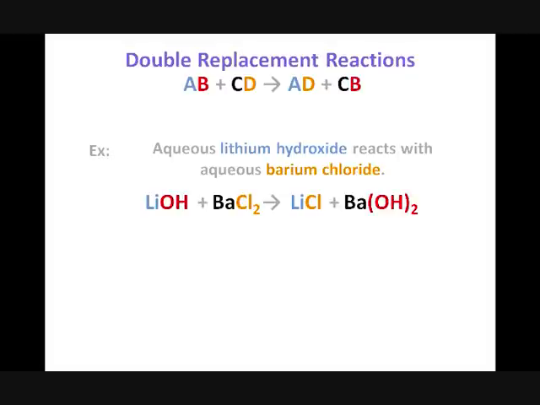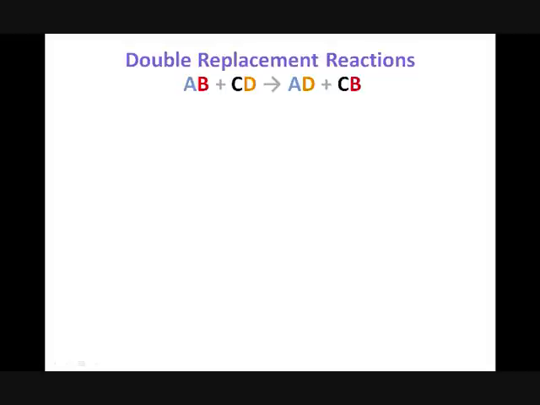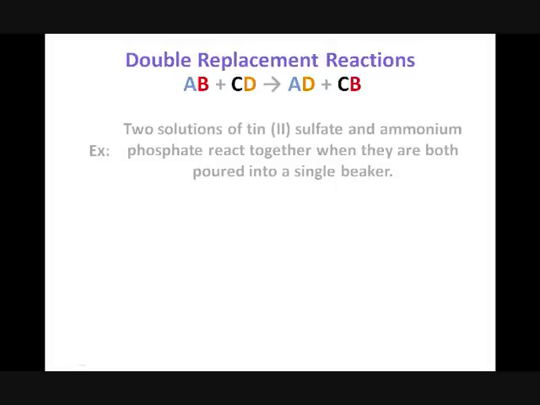This process is pretty simple, but make sure you're paying close attention to those formulas. Every time you write a new formula, you need to recheck your charges and make sure your work is correct. Try this next one on your own, and yes, the formulas are going to get a little complicated. Two solutions of tin 2 sulfate and ammonium phosphate react together when they are both poured into a single beaker. Okay, pause the video, try to write out the correct reaction equation all on your own, and then press play and check your answer.